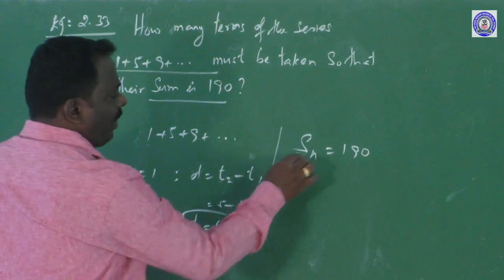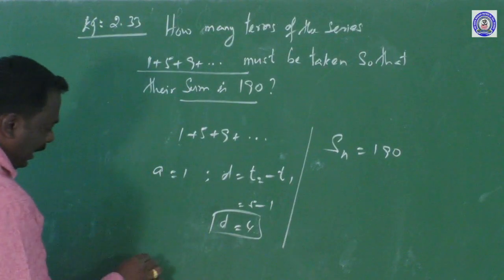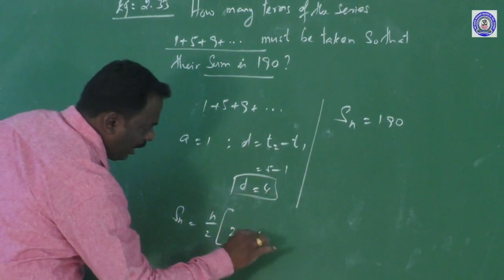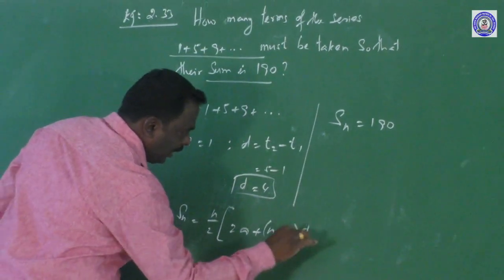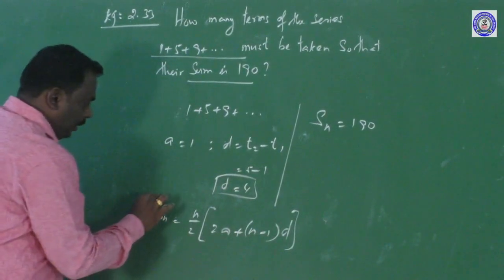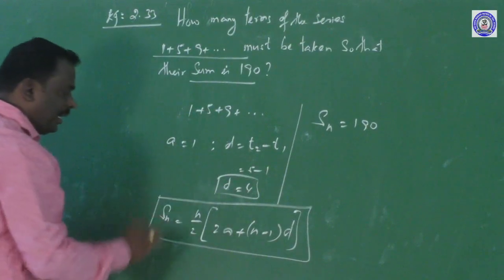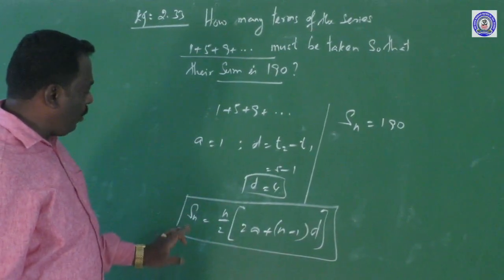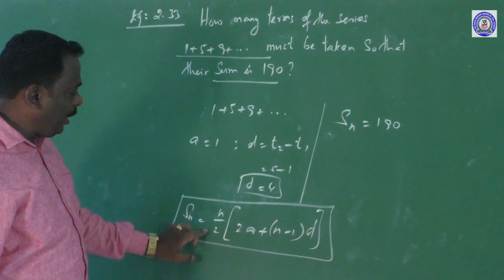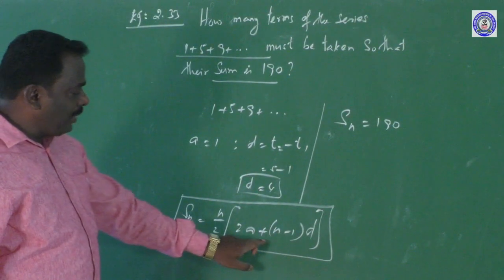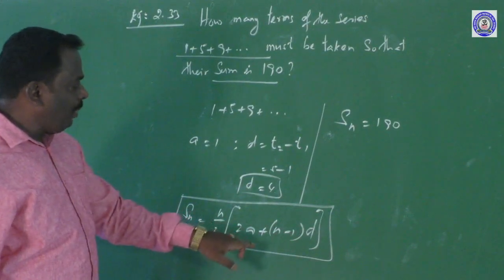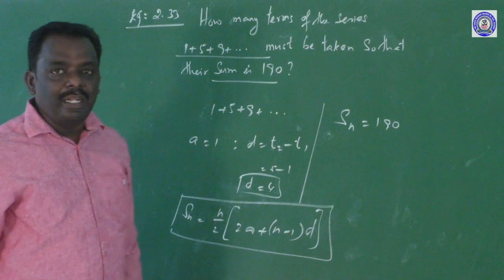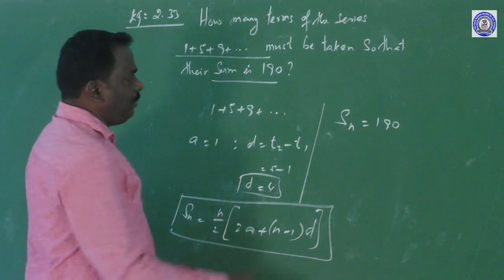What do we know, the formula first? Sum of the terms Sn, that is equal to n by 2 within the bracket 2A plus n minus 1 into D. This is called the sum of the terms in the arithmetic progression. If you know A and D and n value, apply the Sn formula equal to n by 2 within the bracket 2A plus n minus 1 into D to find the sum of the terms. But here the sum of the terms is given, it is 190. Find out how many terms are here.